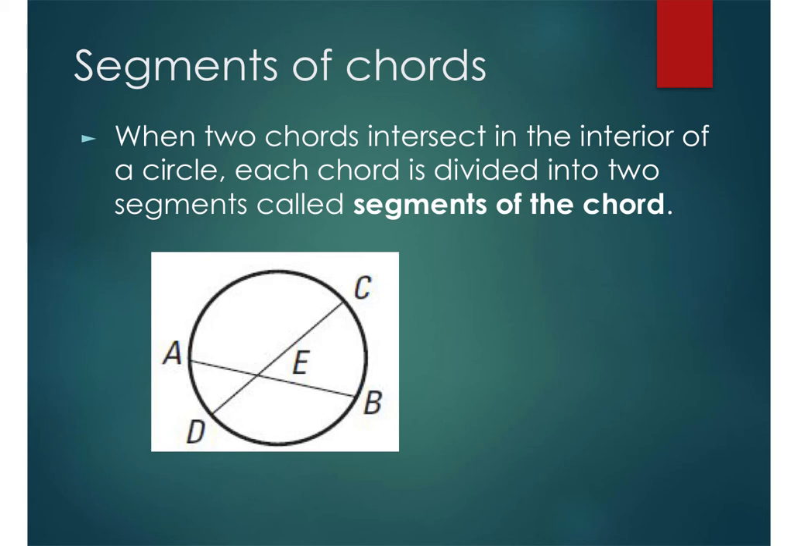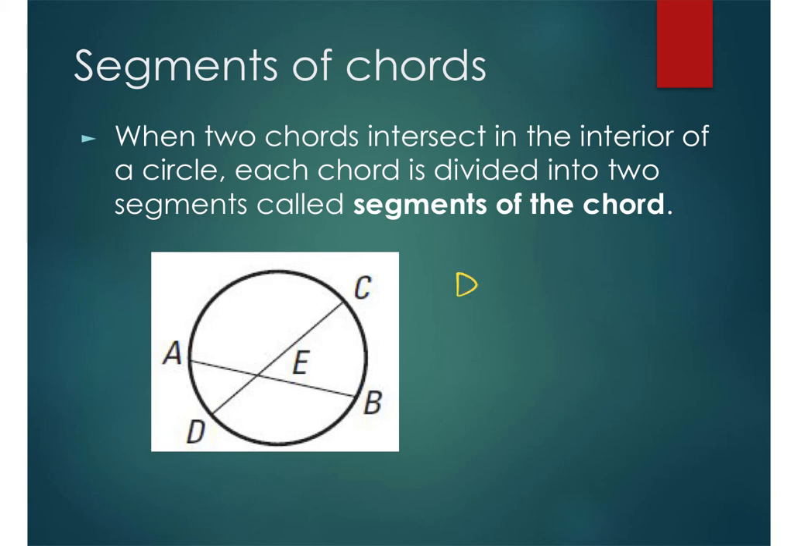It says when 2 chords intersect in the interior of a circle, each chord is divided into 2 segments called segments of the chord. And they have a really, really cool relationship, okay? The relationship is that if you pick either of the chords, for example, let's start with the chord DC, do you see how when they intersect each other, DC as a chord is broken up into 2 parts? What are the 2 parts?